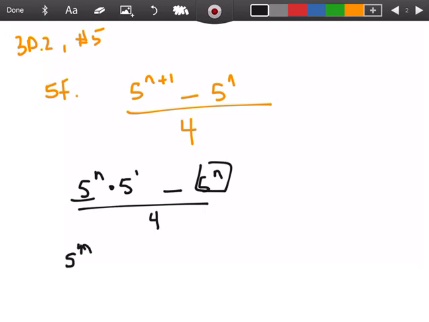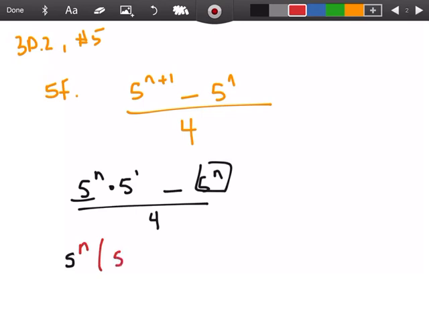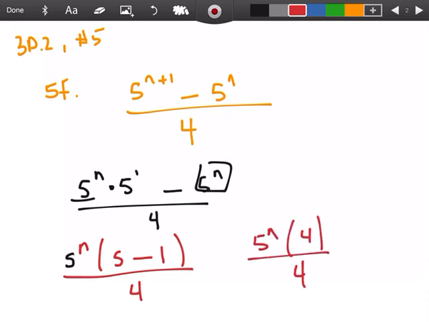5^n on the outside. And then the inside I have 5 to the first power, or just 5, minus 1. Oh, look at that. 5 minus 1 is the same as 4. So really, that's just going to be 5^n times 4 divided by 4. The 4's cross off. There we have 5^n. Alright, that wasn't too bad. Once you got that first step, that's the key.